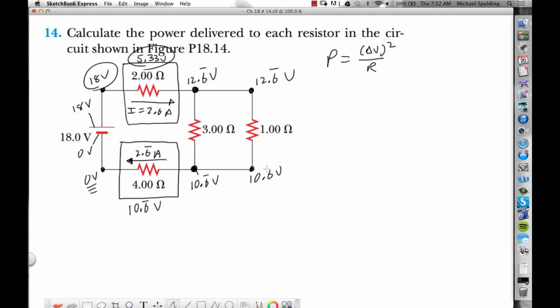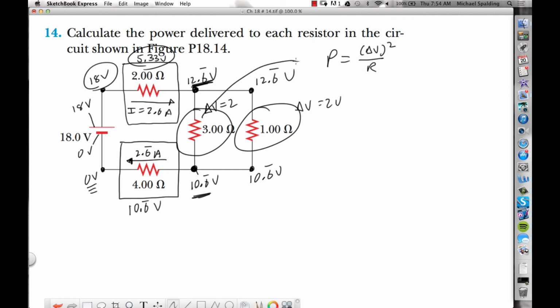How many volts are across this? Well, look, 12.6 and 10.6. What's the delta V across this guy? 2. What's the delta V across this guy? 2, right? And the thing that we said, voltage across resistors in parallel is always the same. When you cross resistors in parallel, the voltage will be the same across those resistors.